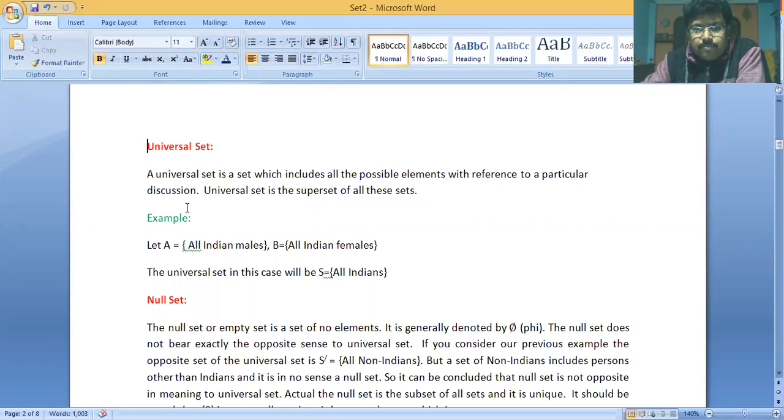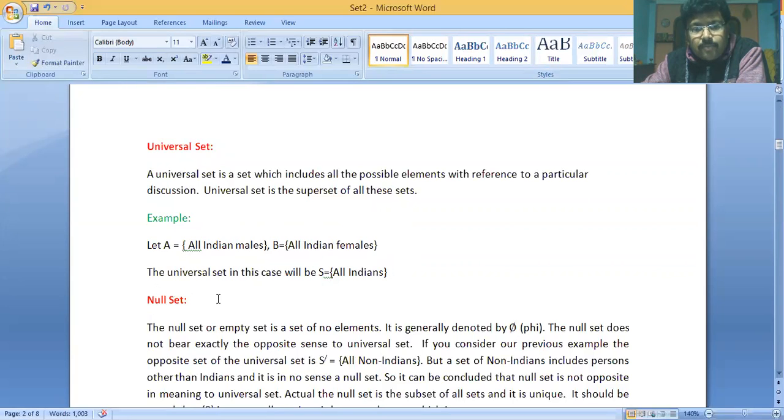Look at this example. Let A be a set of all Indian males, and B is another set of all Indian females. So the universal set in this case is all Indians. All Indians covers the whole of India. So this is the universal set.